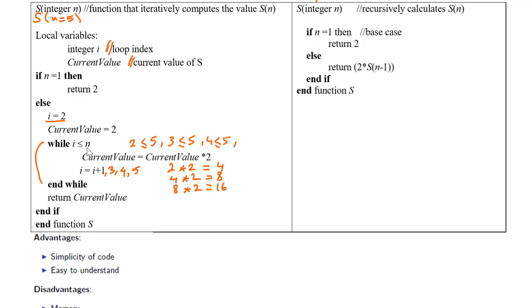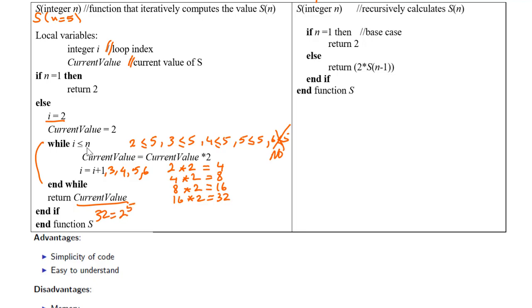So the while loop gives me 5 less than or equal to 5. So the current value of 16 becomes 16 times 2, it's 32. So you increase I by 1, gives me 6. Now is 6 less than or equal to 5? I would say no. So I exit this loop, and then we return the current value of 32. So basically what I returned is 2 to the power of 5.